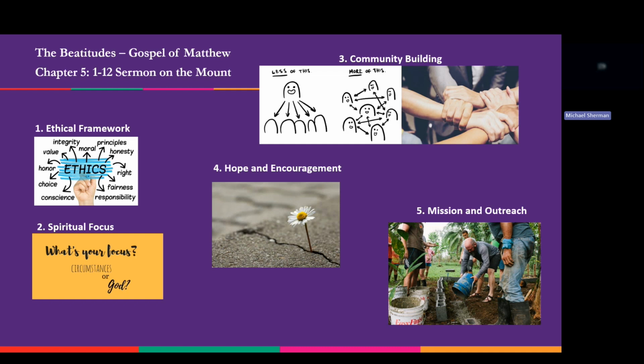And a fifth aspect is mission and outreach. Very important, because faith with no action arguably is no faith at all. So the emphasis on peacemaking, for example, and on mercy inspired early Christians to engage in acts of charity and outreach, spreading the message of love and compassion to others, which was crucial for the growth of the early Christian movement, and arguably is what is sustaining it.